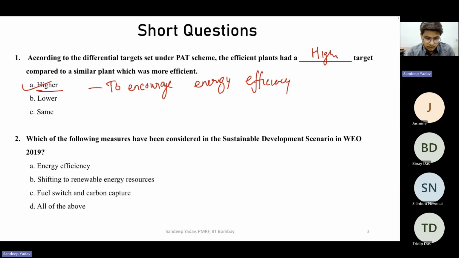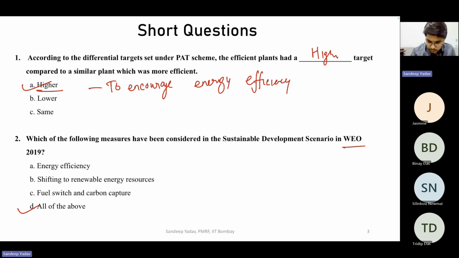Now, question number two. Which of the following measures have been considered in the sustainable development scenario in WEO? First one is energy efficiency. Second one is shifting to renewable energy sources. C is the fuel switch and carbon capture. And D is all of the above. It is all of the above. Correct. It should be all of the above.